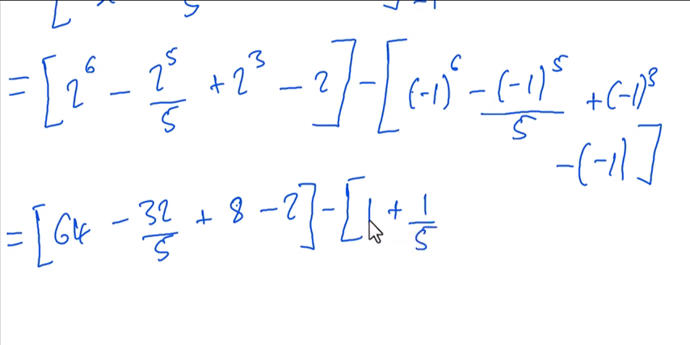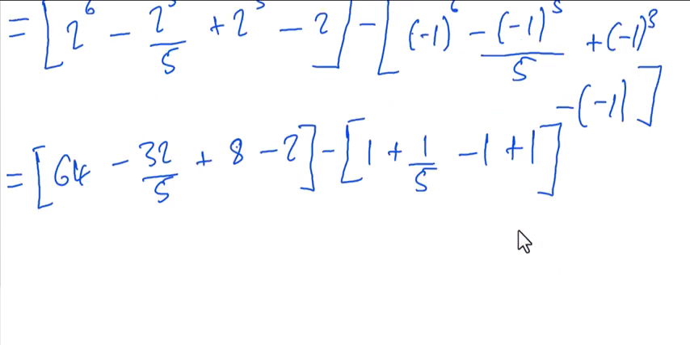Okay, then we're going to have minus 1. So when we square negative 1 to the power 3, this is just going to be negative 1. Then we're going to have plus 1. So negative times negative, this is positive. So it's going to just be plus 1.